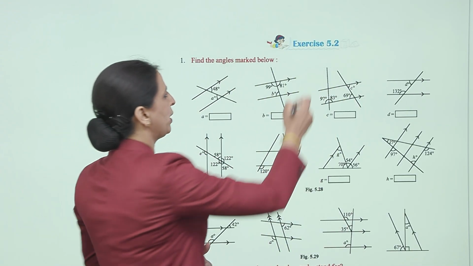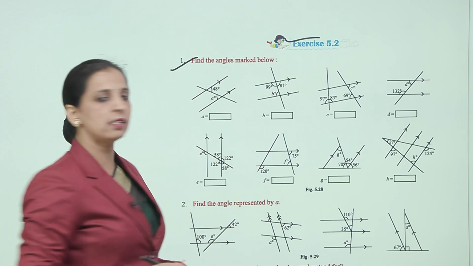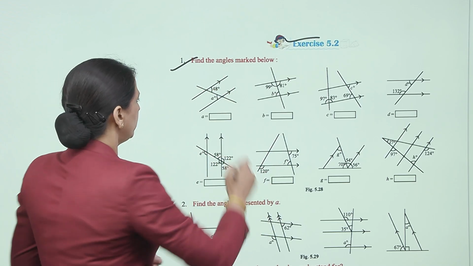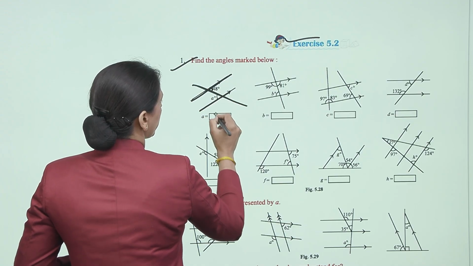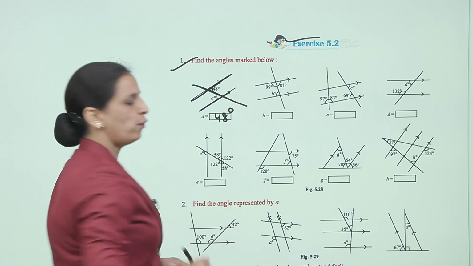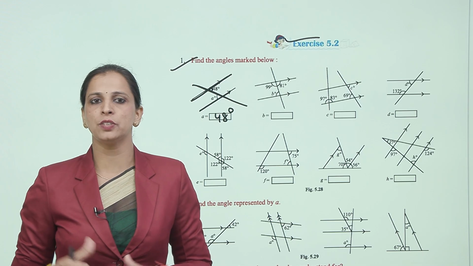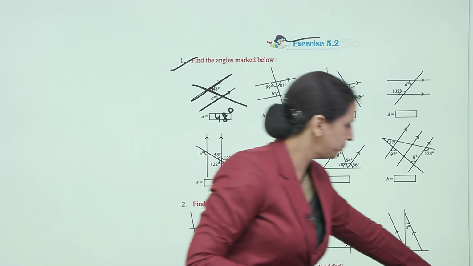Now, exercise 5.2, question number 1, find the angles marked below. Now, these are parallel lines and this is the transversal. This is 48. So, angle A is also equal to 48 degree. तो बच्चों सेम मेथड को यूज करते हुए बाकी के पार्ट्स आप खुद ट्राई करेंगे.